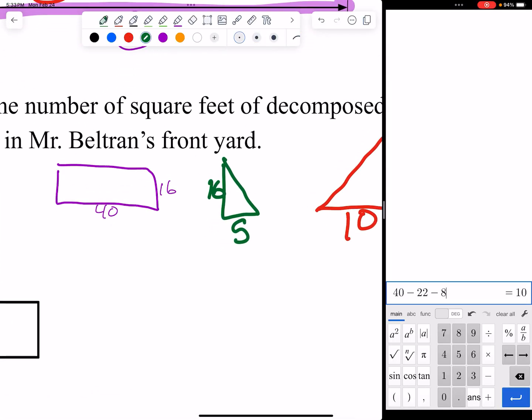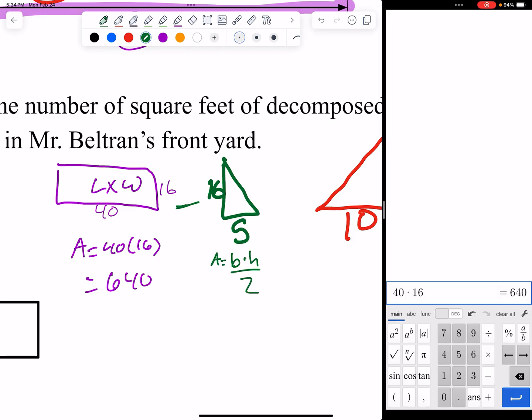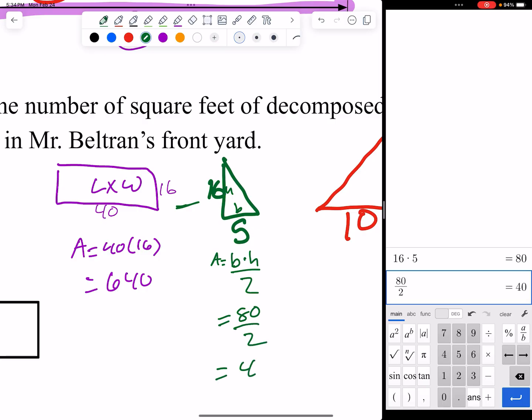It's very simple calculations now because the area is length times width. So my area is 40 times 16. And that one, I don't want to do in my head. So 40 times 16, okay, there we go. 640. Now remember, I've got to subtract the triangle. So the triangle is base times height over 2. So there's my base, there's my height. I'm going to take 16 times 5, and that gives me 80. And I'm going to cut 80 in half, so 80 divided by 2, and that gave me 40.